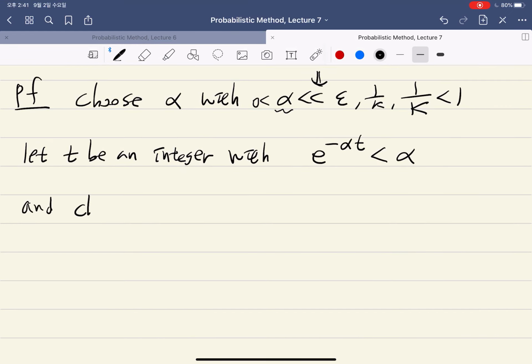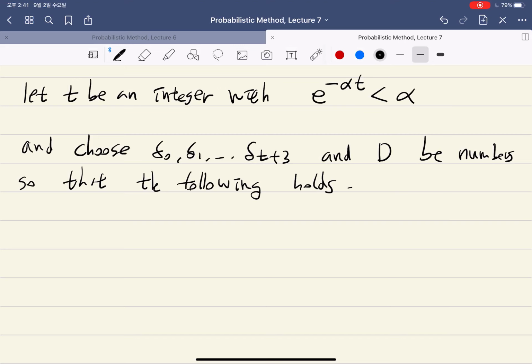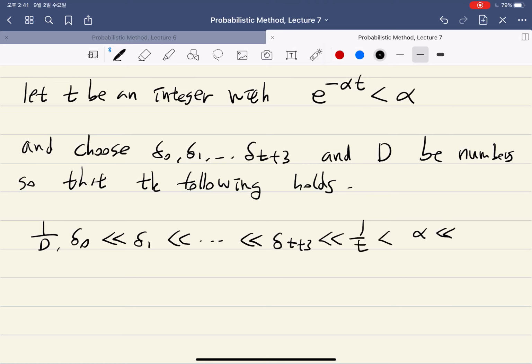And now we choose delta 0, delta 1, up to delta t, say delta t plus 3, and D to be large numbers, so that the following holds. So we have 1 over D, delta 0, this.